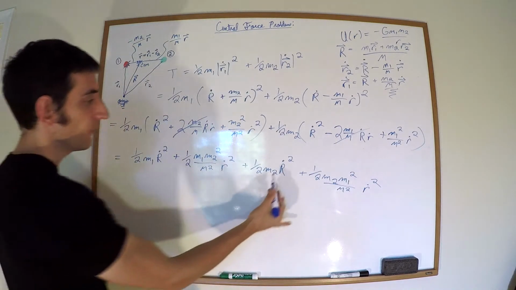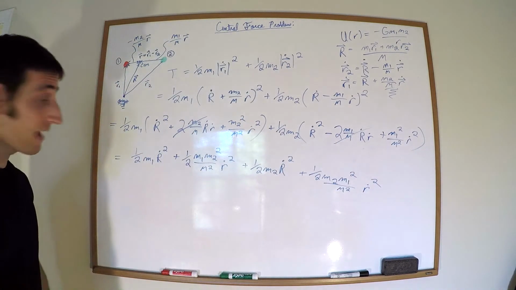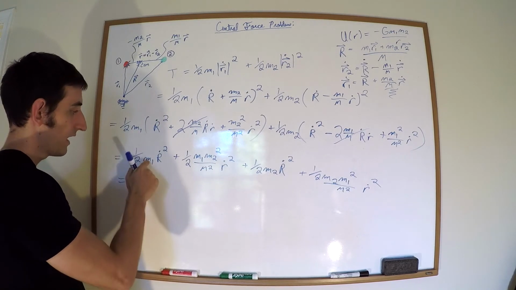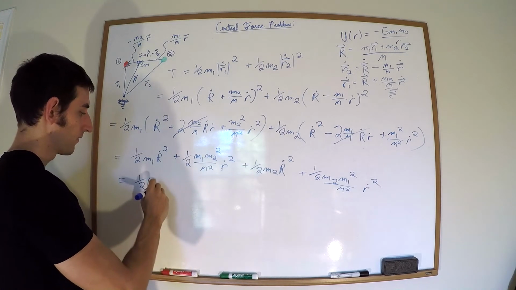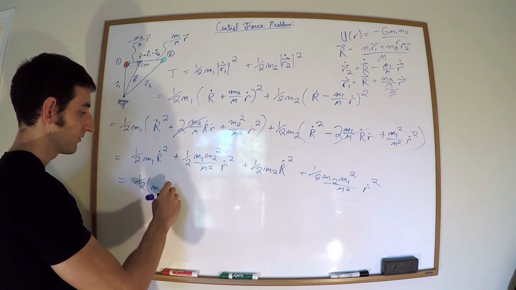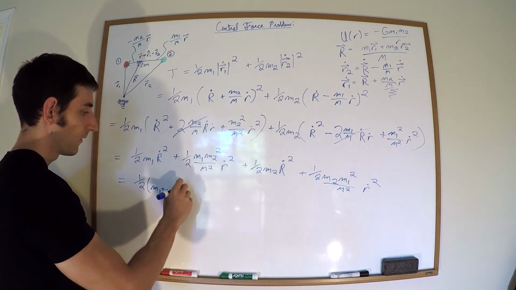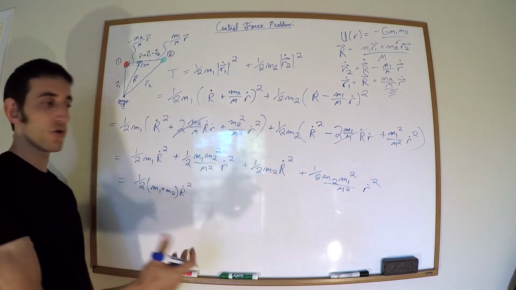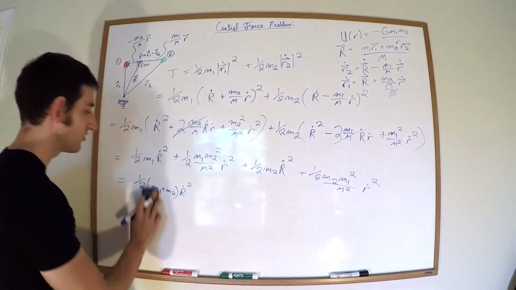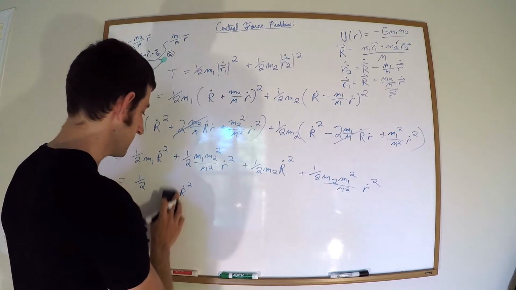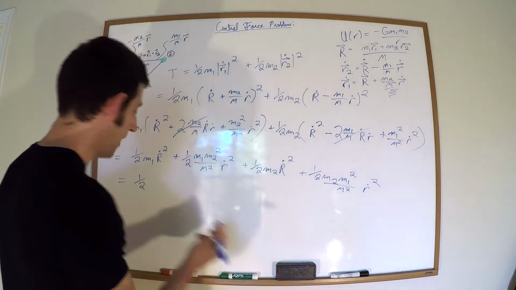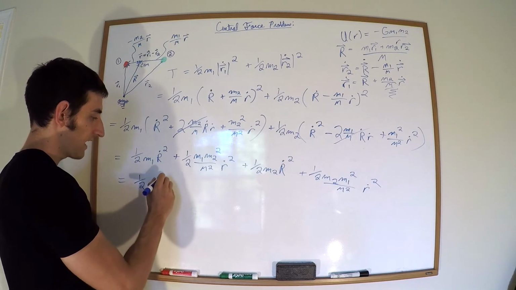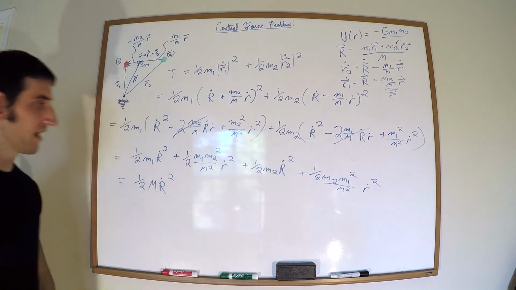Okay, so we see we have like terms here. We can add the M1s and M2s. So we get 1/2 M1 plus M2, pulling out the common terms, R dot squared. Well, does that look familiar? Of course it does. That's our definition of the total mass of the system. So I'm just going to get rid of that, skip a step, be proactive here. So we get that term there.